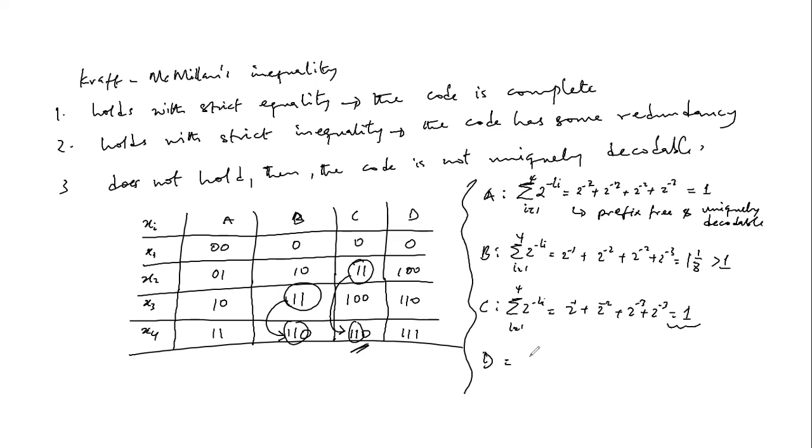Now let's check the third code here. Then we have 2 to the power of minus 1 plus 2 to the power of minus 3. The length, the number of bits in this code word, is 3. So that's the length. So plus 2 to the power of minus 3, 2 to the power of minus 3. And this will give us 7/8, which is less than 1. And by inspection, we see that no code word is a prefix of another code word. So they are prefix free. It is a prefix free code, and they also satisfy the Kraft-McMillan inequality and are basically uniquely decodable.